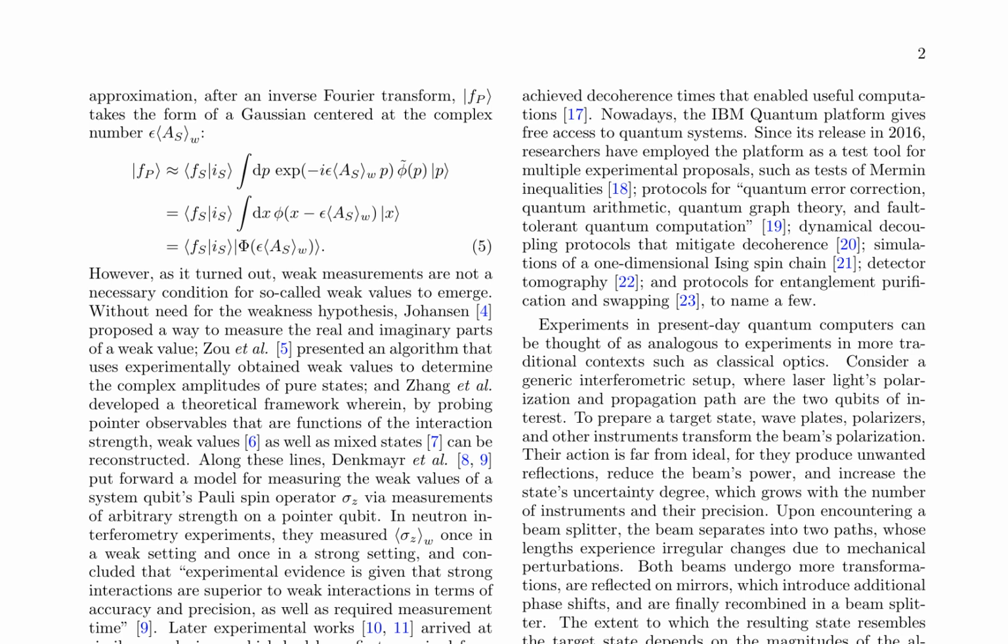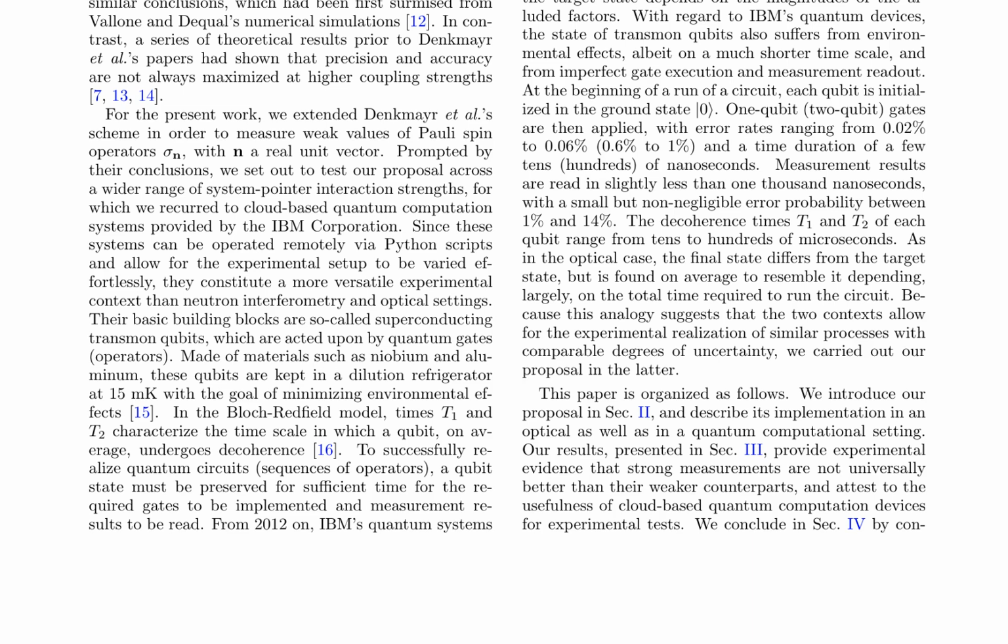The experimental context is based on IBM's quantum platform, a versatile tool for testing quantum proposals. This platform utilizes superconducting transmon qubits, which are susceptible to environmental effects and gate execution errors. Despite these limitations, the platform enables a wide range of experiments, including tests of Bell inequalities, quantum error correction, and fault-tolerant quantum computation.